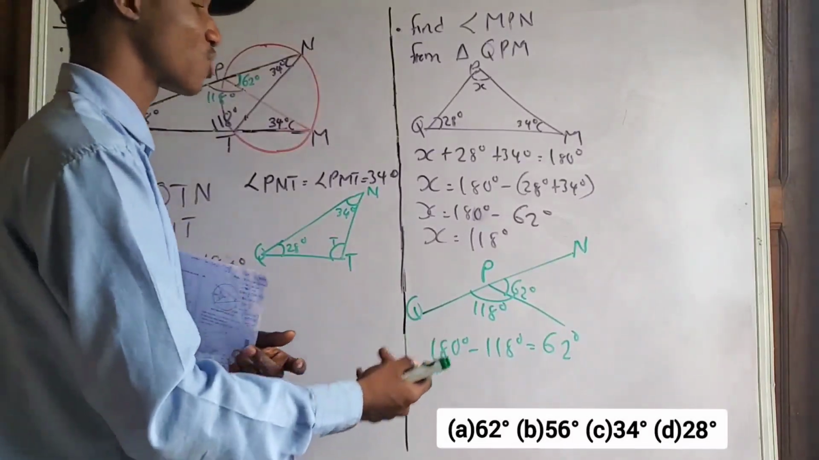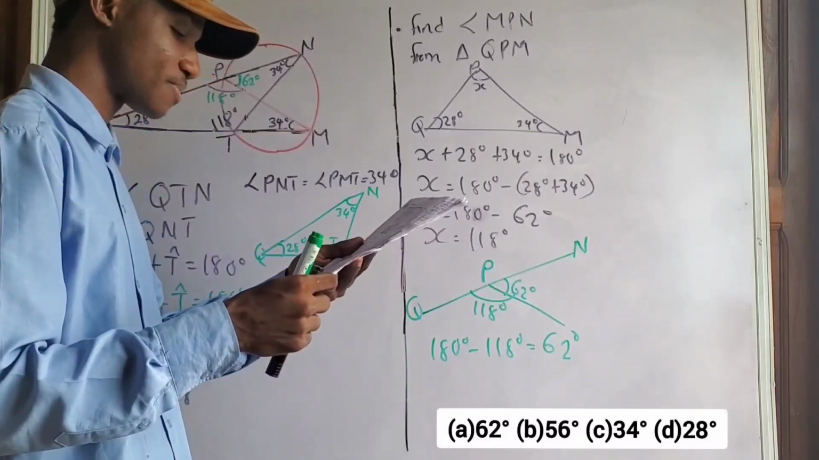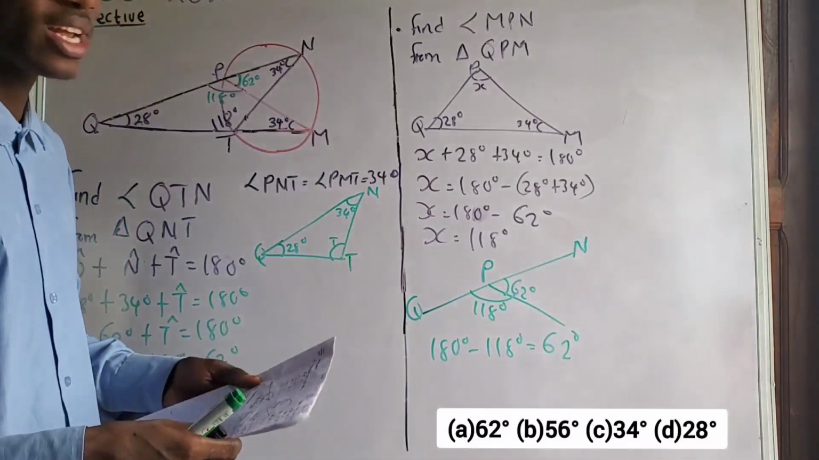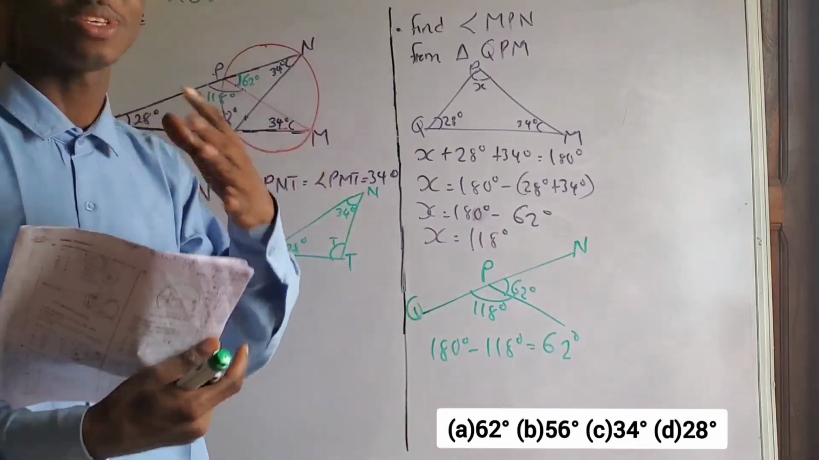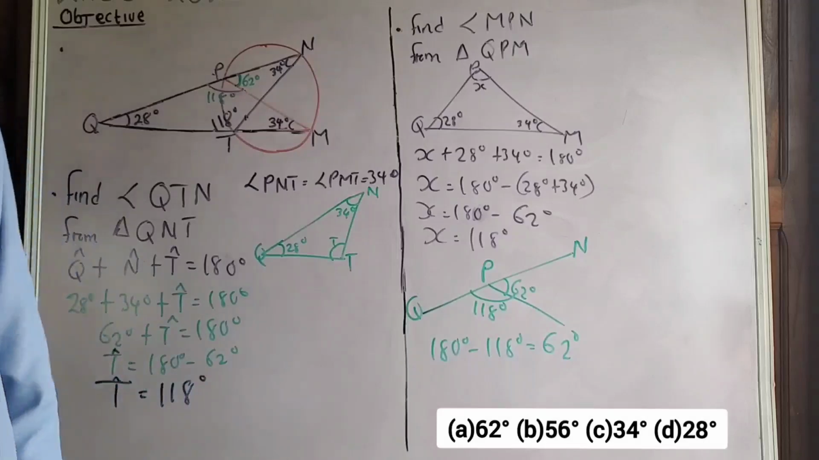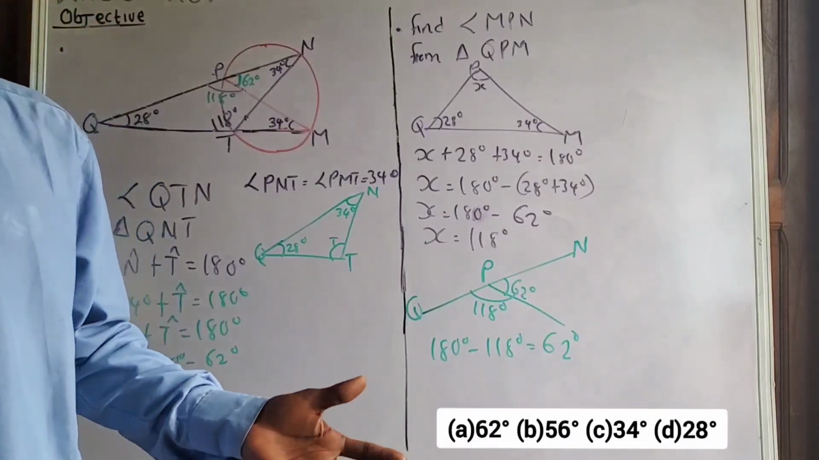Okay, so the solution to that question is 62 degrees. The correct option is option A. Do you understand? So that is one of the beauties of mathematics. You can solve it using any method. Okay, since this is an objective question, I didn't expect you to spend a lot of time on it. Just use the method that is well suited, get your answer and proceed to the next question.